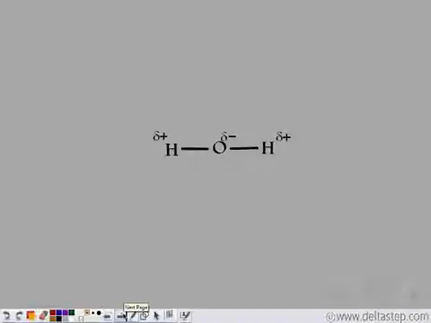Similarly, water is formed by 2 hydrogen atoms and 1 oxygen atom. Oxygen is more electronegative than hydrogen, so it tends to attract the shared pair of electrons. So oxygen gets a slight negative charge, and the 2 hydrogen atoms get a slight positive charge. So water is a polar covalent compound.